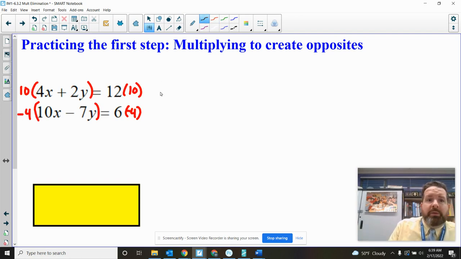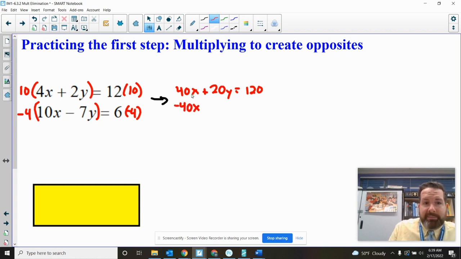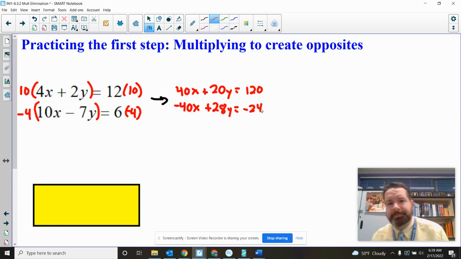Multiply this out, and what are you going to have? You're going to have 10x plus, 10 times 4 would be 40x plus 20y equals 120. Multiply by negative 4 on the bottom, so negative 40x, there's our set of opposites, plus 28y equals negative 24.